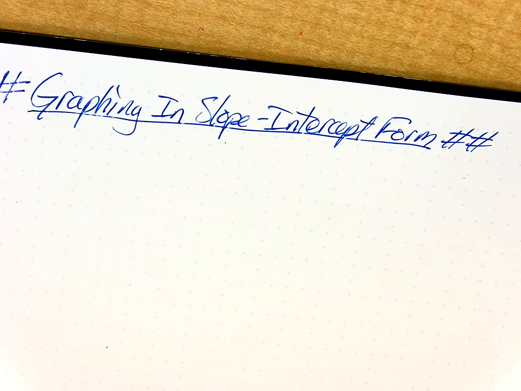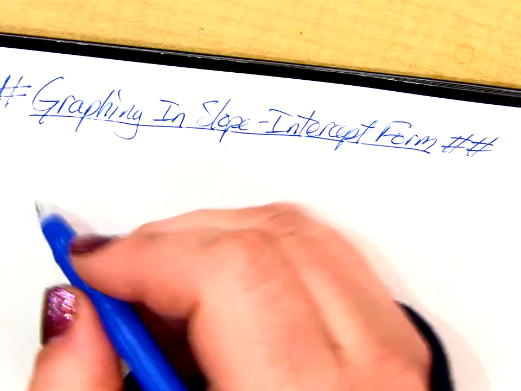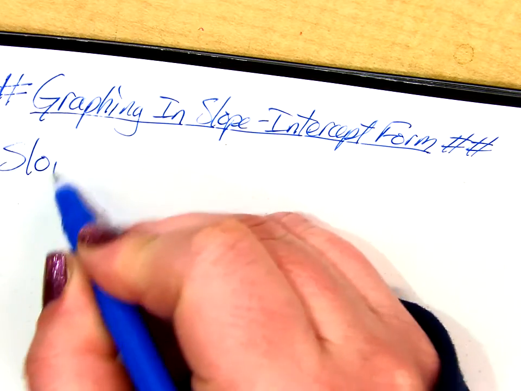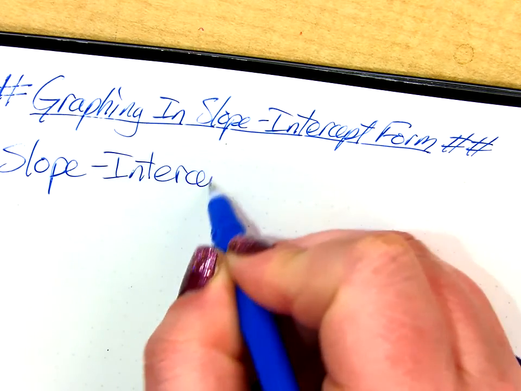Okay, so we are looking at graphing in slope-intercept form. So first of all, we need to figure out what in the world slope-intercept form is. Slope-intercept form.